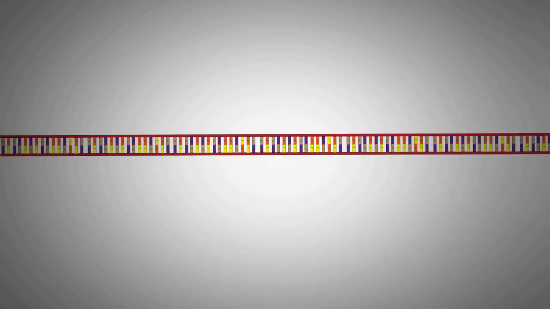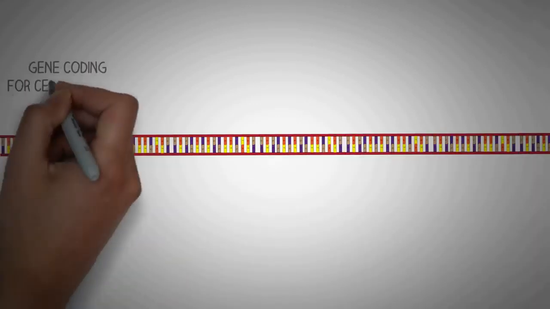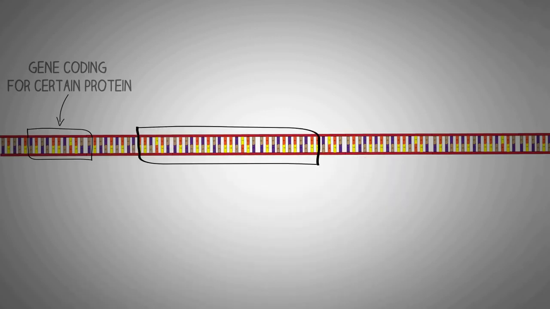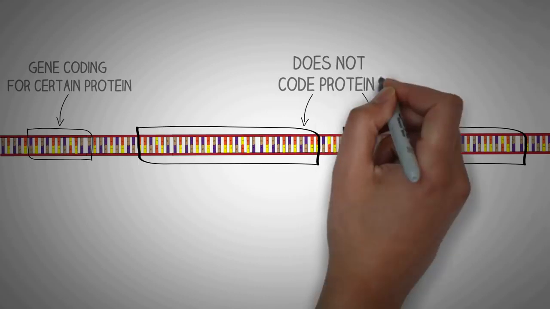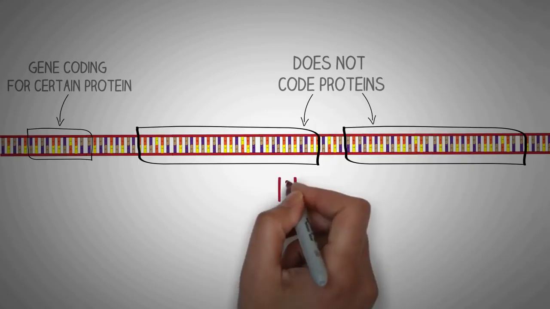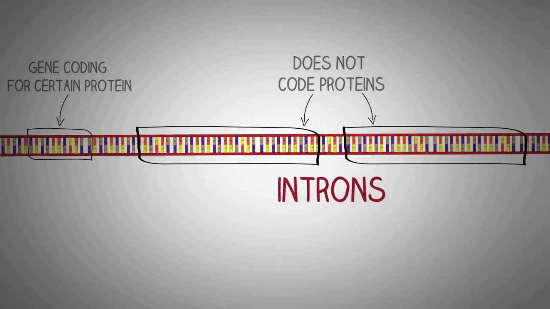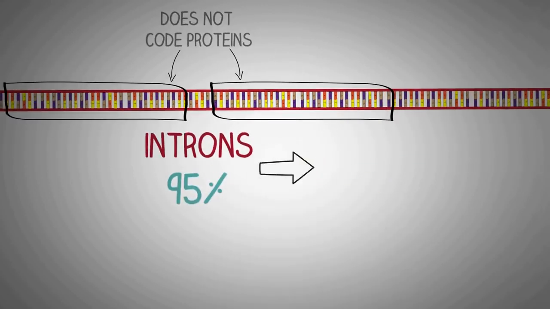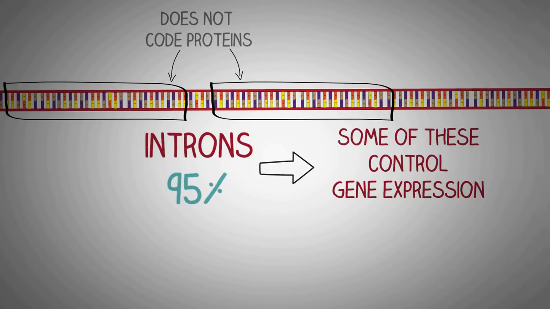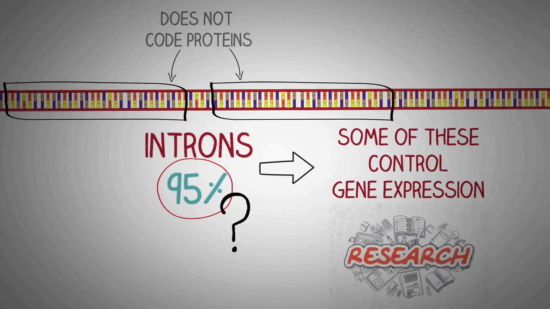Although thousands of genes in the human DNA code for proteins, large stretches of DNA in the human genome are transcribed, but they do not code for proteins. These regions are known as introns, and they make up about 95% of the genome. Some of this non-coding DNA controls gene expression, but the purpose of much of it is not yet understood. This is a fascinating subject that is certain to advance rapidly over the next few years.